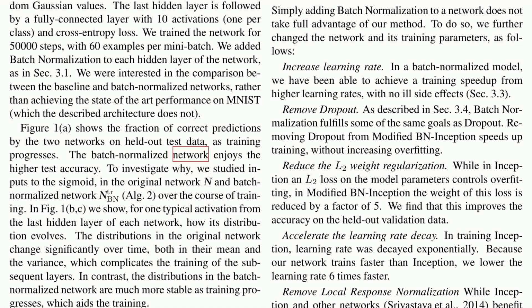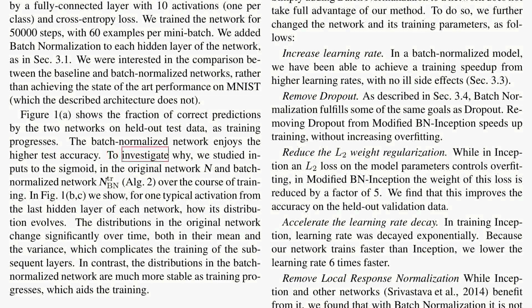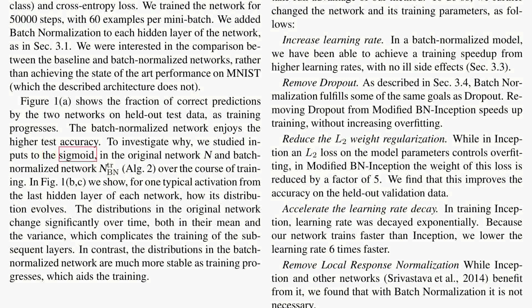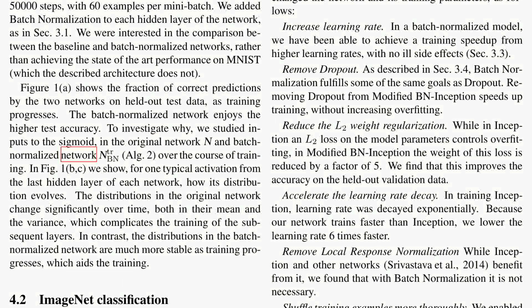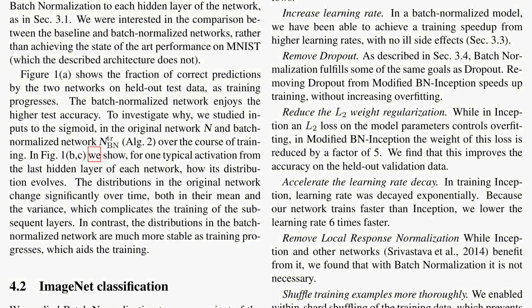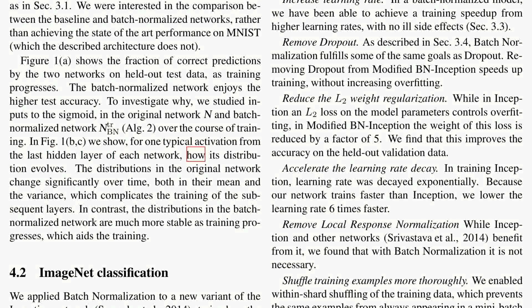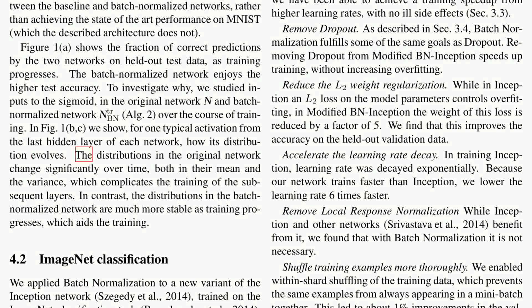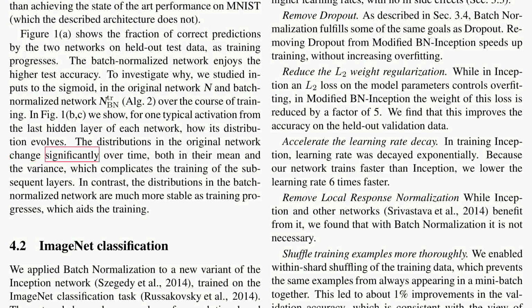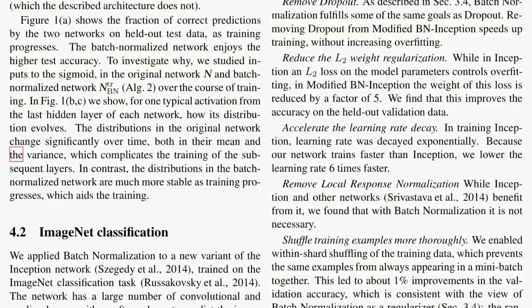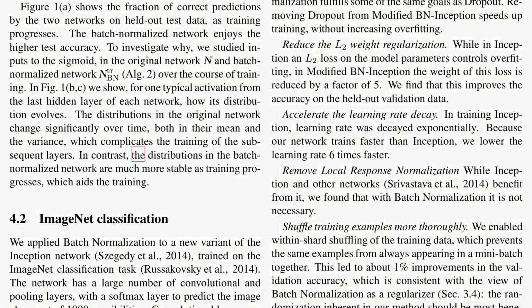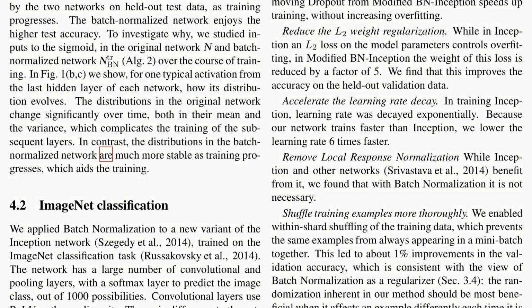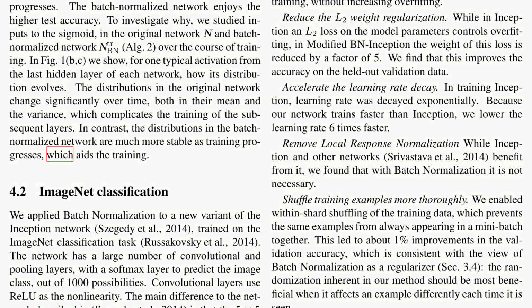The batch normalized network enjoys the higher test accuracy. To investigate why, we studied inputs to the sigmoid in the original network N and batch normalized network N_BN^tr over the course of training. In Fig 1(b,c), we show, for one typical activation from the last hidden layer of each network, how its distribution evolves. The distributions in the original network change significantly over time, both in their mean and the variance, which complicates the training of the subsequent layers. In contrast, the distributions in the batch normalized network are much more stable as training progresses, which aids the training.